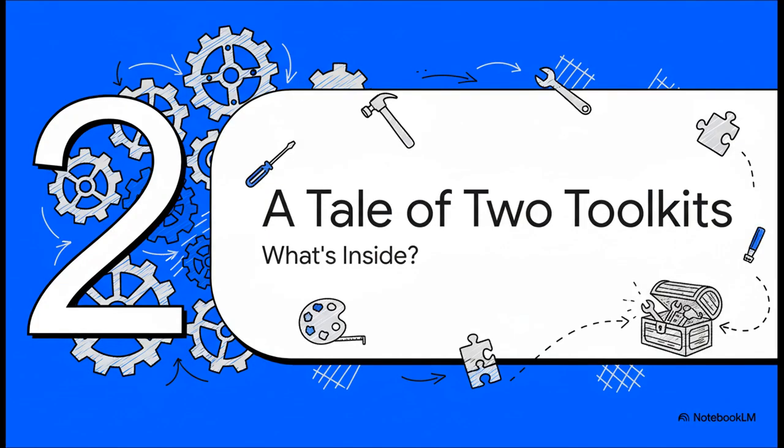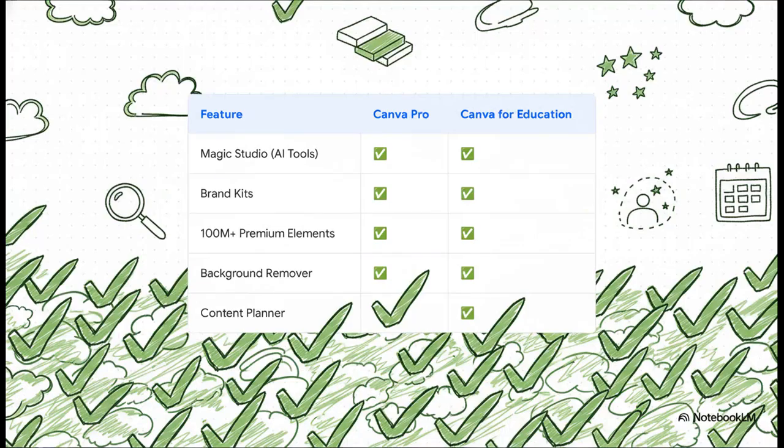All right, so let's just pretend for a second that you could be eligible for either plan. Let's peek inside the toolbox. What features do you actually get with each one? I have a feeling the answer here is going to surprise a lot of you. Okay, just look at this. It's basically a sea of green check marks, isn't it?